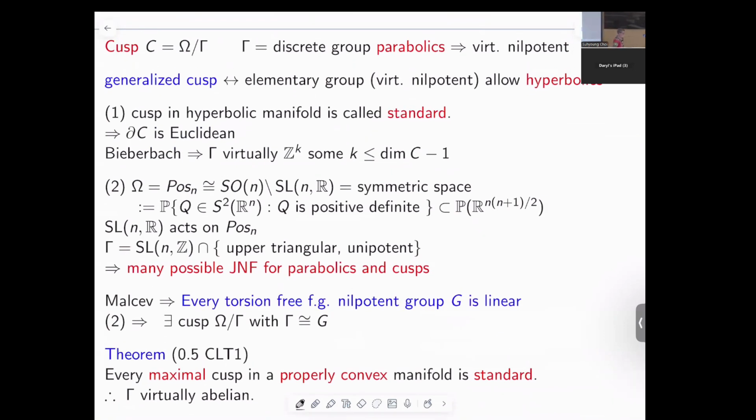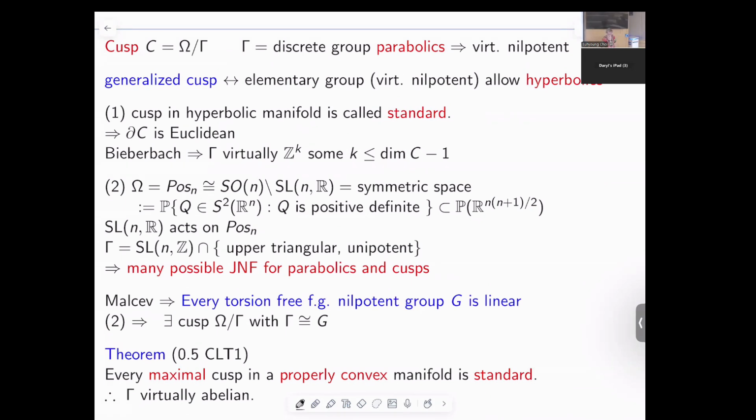I've been focusing on the simplest case. These are so-called maximal cusps. These are cusps where the boundary is a compact manifold. And in that case, in general, the boundary of the cusp is homeomorphic to a closed Euclidean manifold. So the fundamental group is virtually abelian. And I've been focusing on the simplest case where the fundamental group is abelian and the boundary of a cusp is a torus.